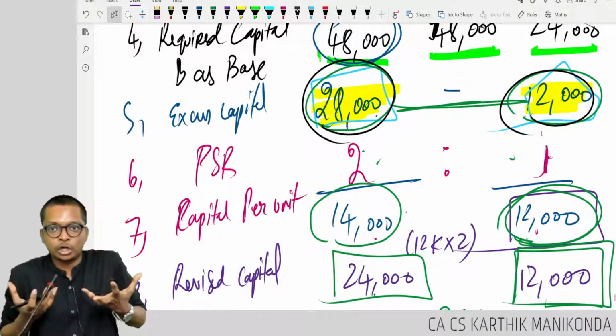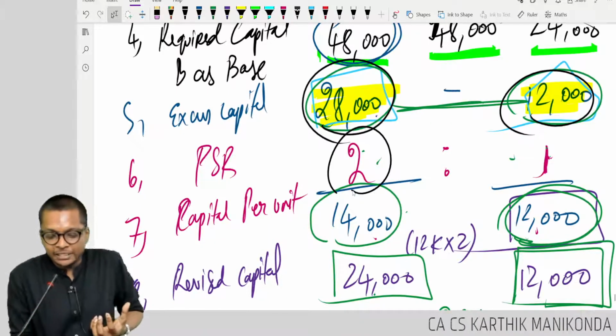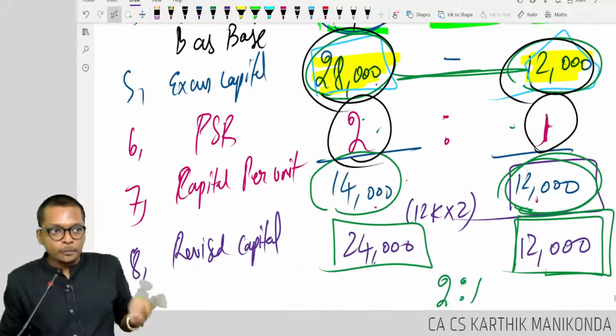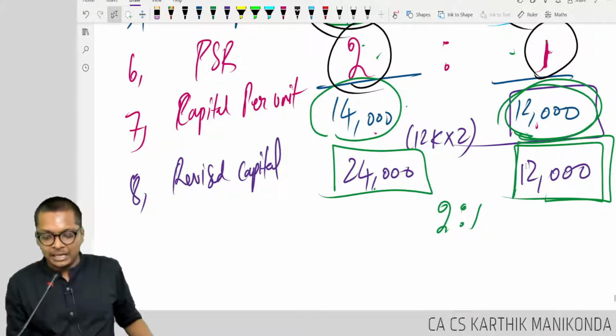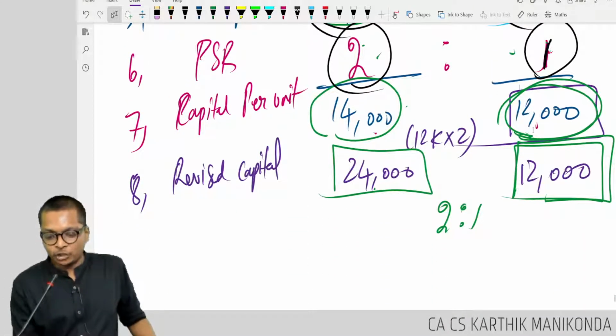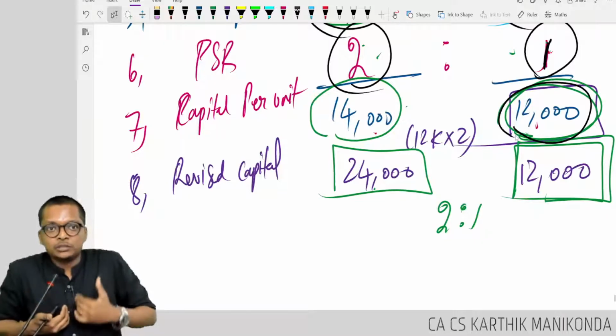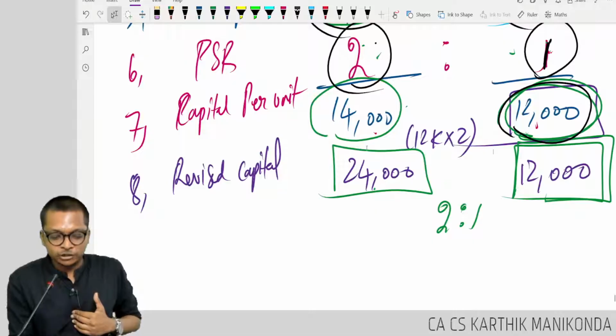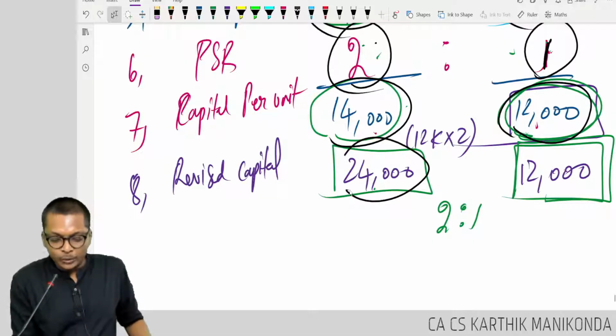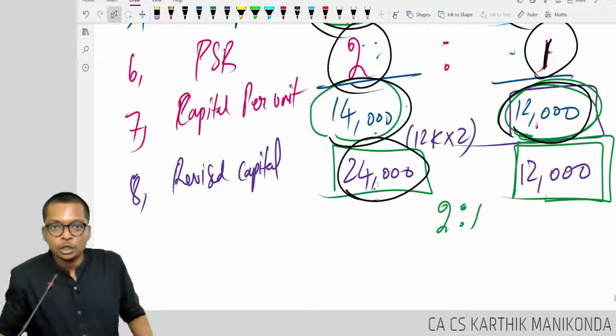Both of us gave extra, but our extra is not in the ratio of 2 is to 1. So to make it in the ratio of 2 is to 1, I am saying for 1 rupee extra, I should have paid only 12,000. So if I paid only 12,000 for 1 rupee extra, for 2 rupees extra, I should have paid only 24,000.